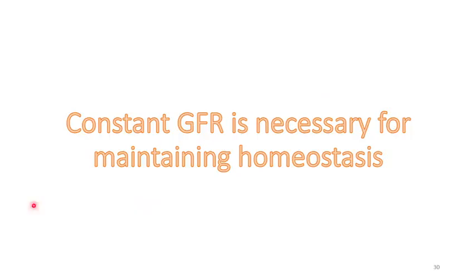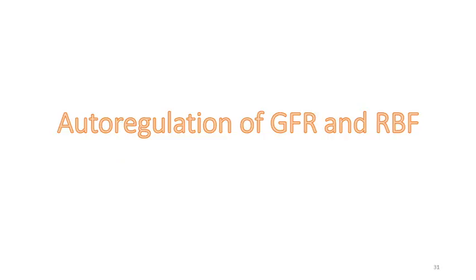Constant GFR is essential for maintaining homeostasis because the kidney's functions are dependent on a normal GFR level to process the extracellular fluid moment by moment, and by its function maintain the composition and volume of extracellular fluid. Because of that, autoregulation of GFR and renal blood flow is so important, and we are going to talk about the details of these autoregulatory mechanisms.